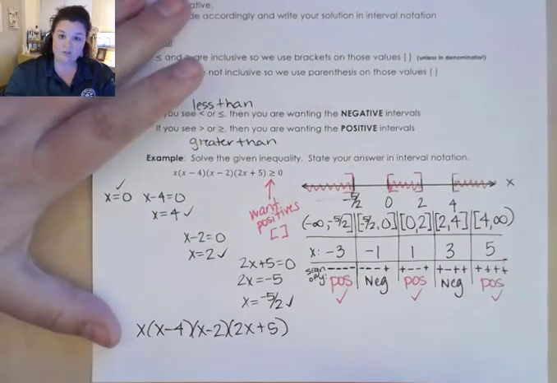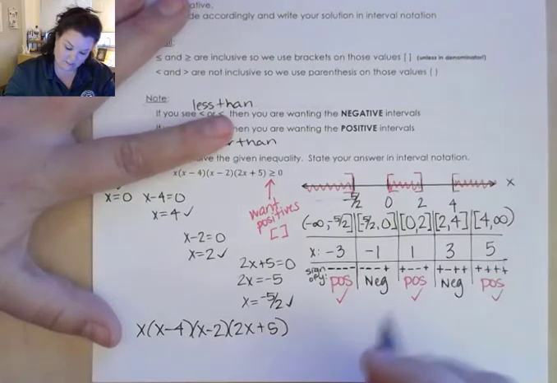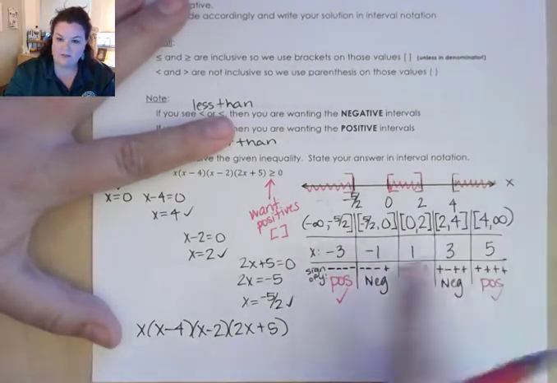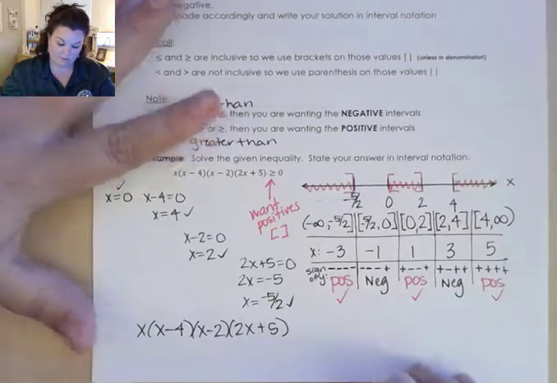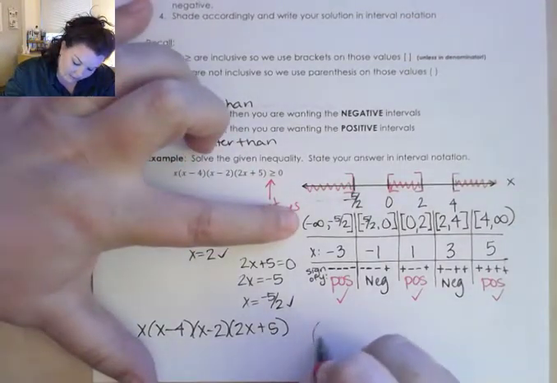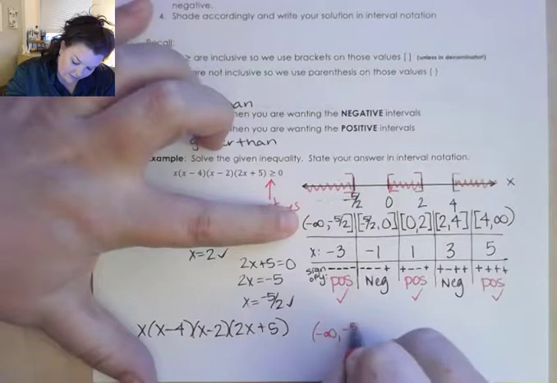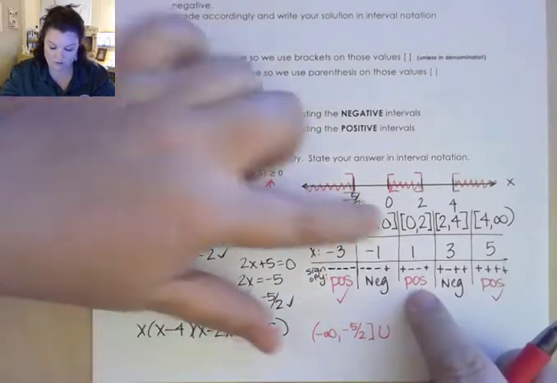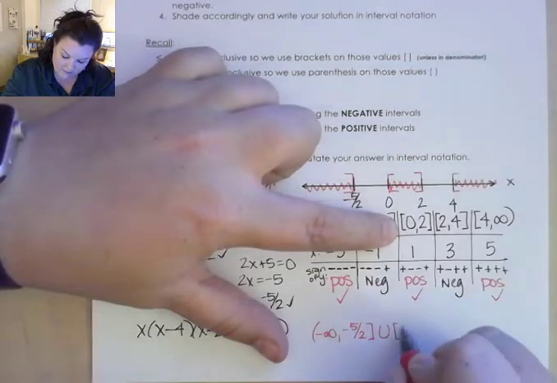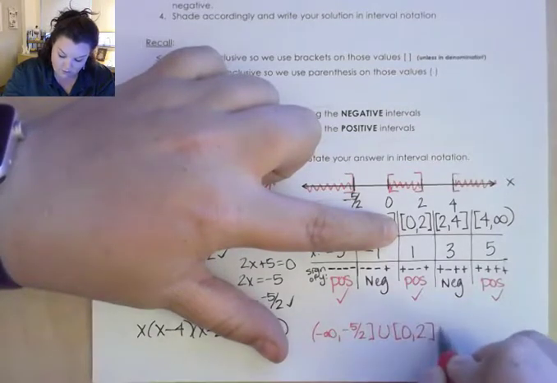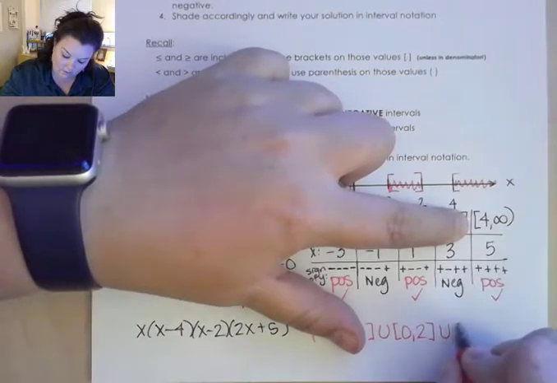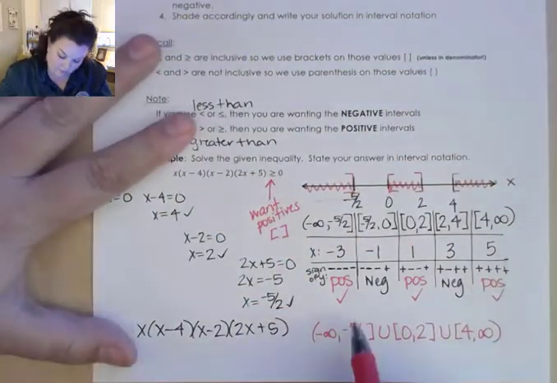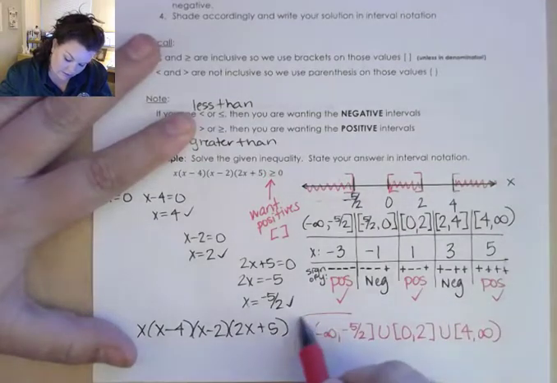And then my actual solution written in interval notation would be just these intervals that I checked, right? And we want to put union symbols between them. So from negative infinity to negative 5/2 with a bracket is going to be positive, or my next interval, which was 0 to 2, or over here from 4 to infinity. Okay, so this is going to be my solution on this one.